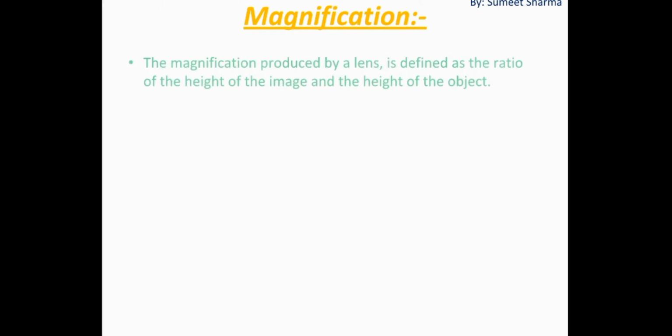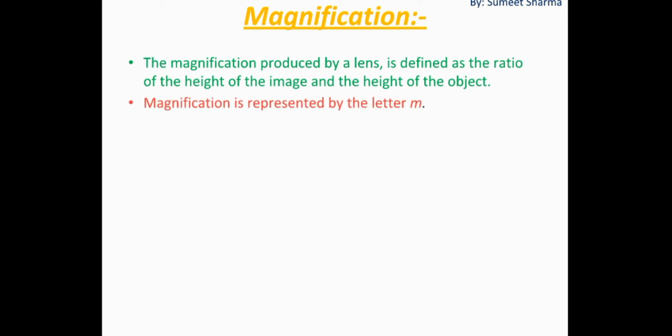Next is magnification. Okay, magnification of the lens. So what does this magnification say? The magnification produced by a lens is defined as the ratio of height of the image and the height of the object. So magnification is same as in the case of the mirrors. Magnification is given as the ratio of the height of the image to the height of the object, and it is represented by letter M.